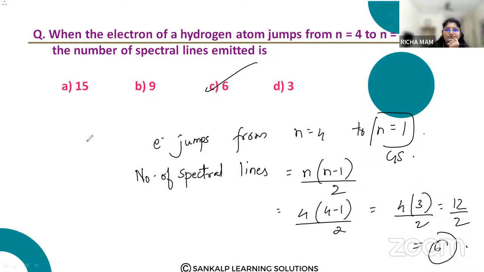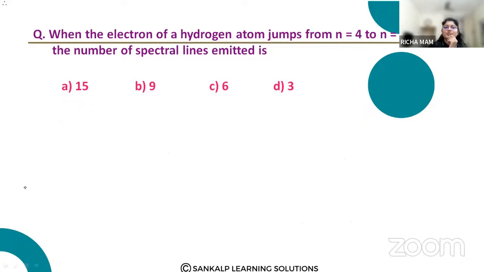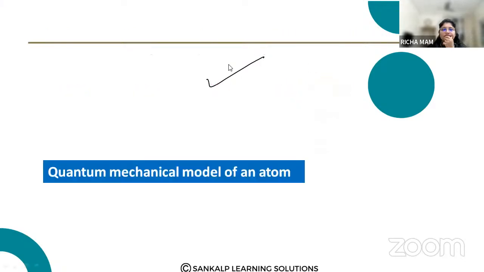Option number C. So the electron is jumping from n equals 3, n equals 2, n equals 1. The electron jumps from 4 to 3, 3 to 2, like this. The hydrogen electron can jump from 4 to 3, 4 to 2, 4 to 1. Like this, it will form 6 spectral lines. So option number C is the answer. I hope you are getting it. Yes? Fine.